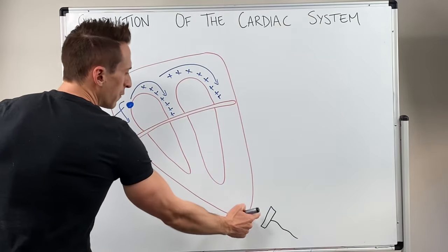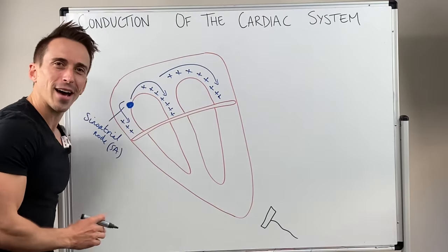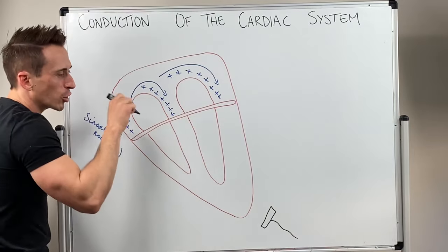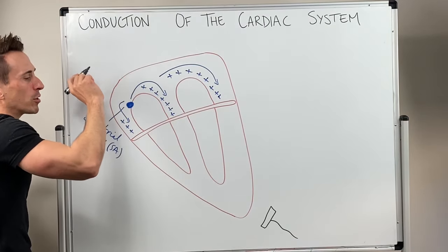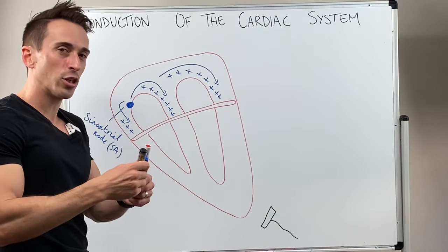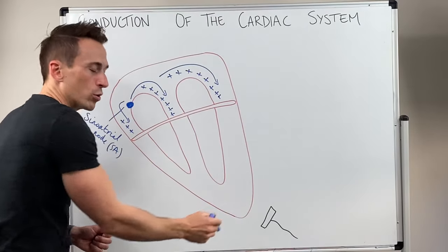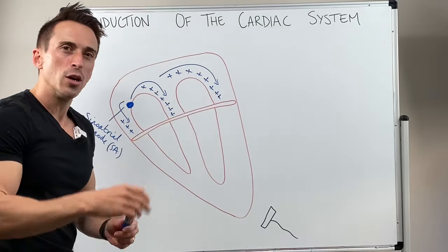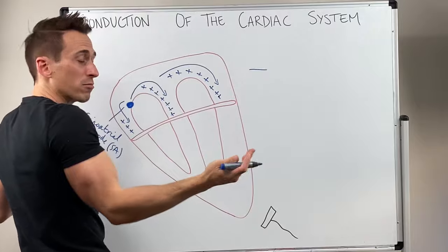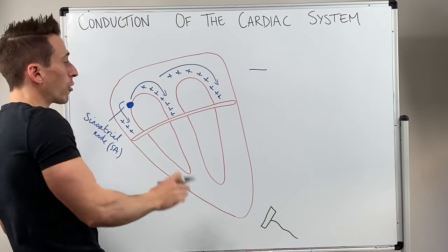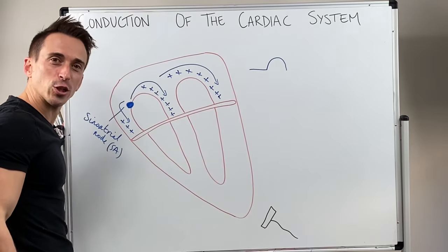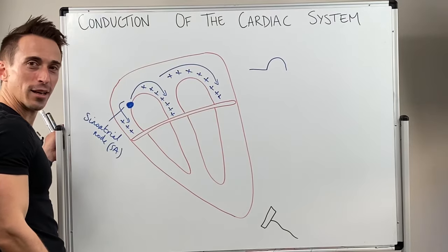What do you see if you were this particular lead looking at the heart? You're seeing positive changes going in your direction. The muscle is becoming positive in the direction of that lead. On an ECG, anytime a positive charge goes towards you, which we call depolarization, you get a bump up on the lead. So firstly, nothing's happening. Then the SA node spontaneously depolarizes, sending that positive charge towards the lead, and you get a positive deflection on your ECG. That's the first thing.